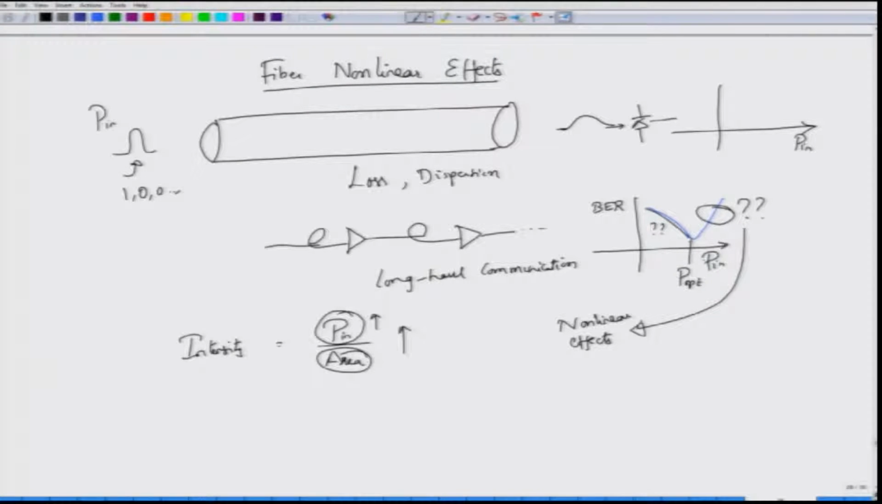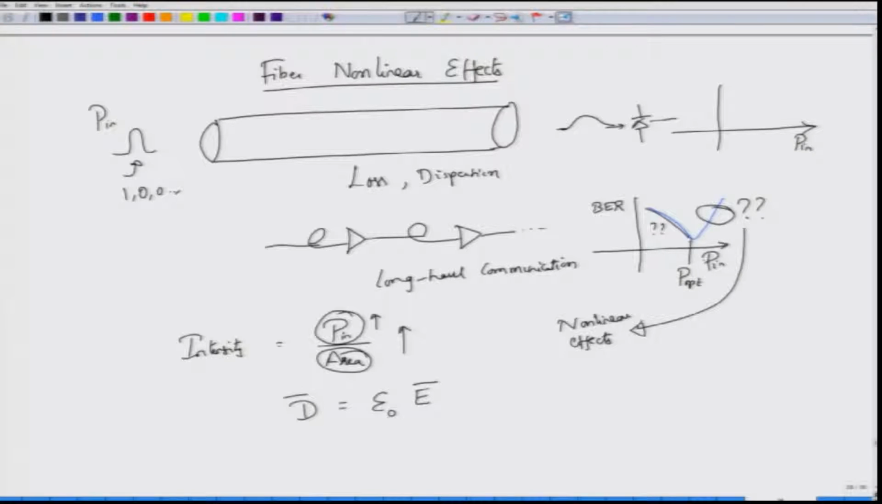Of course, the other way would be that if you keep the same P in but change the fiber area, that would also increase the intensity, but that is not what you normally do. So, as the power increases, the area remains fixed, but the intensity increases. And optical systems have this peculiar thing that if the intensity increases beyond a certain value, then the linear relationship between the vectors D and E simply breaks down.